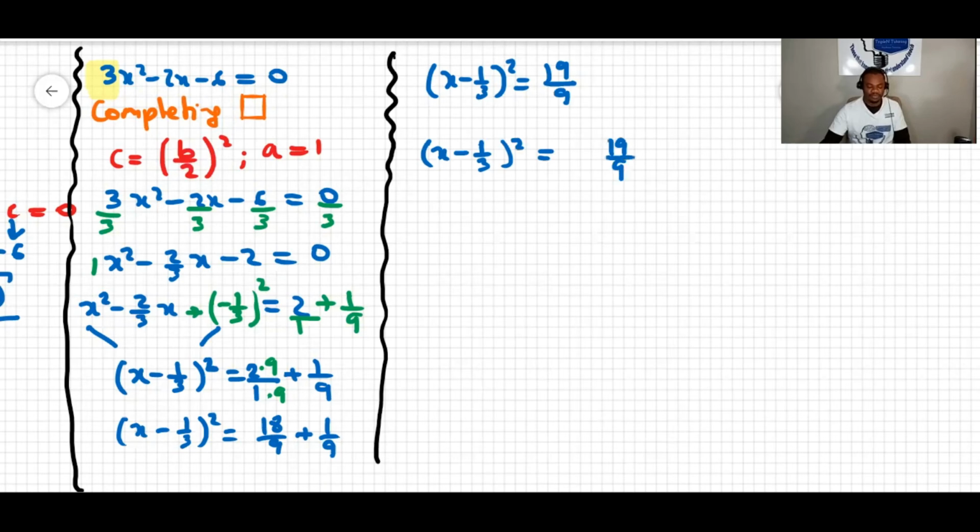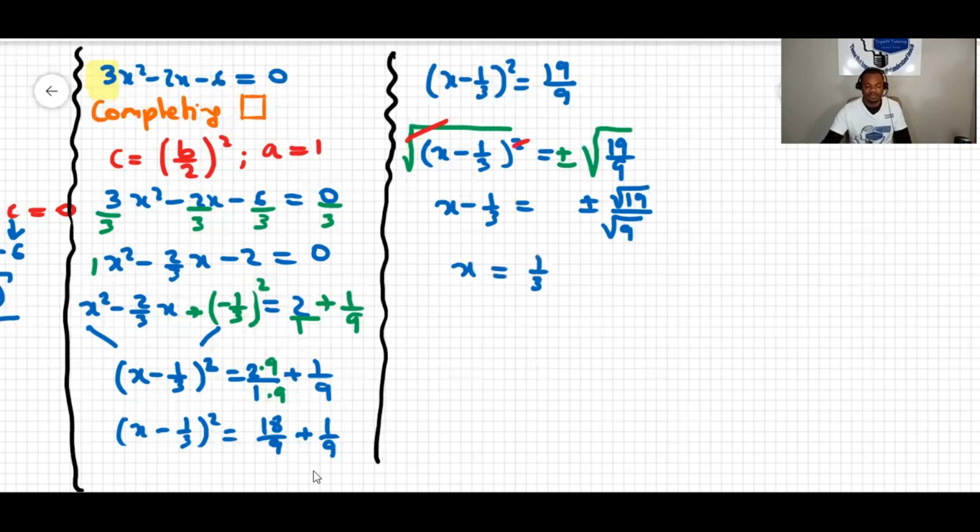19 over 9. So I will square root both sides. I'll square root over here and square root also over there. But remember, when we square root, we always put plus or minus because it generates two solutions within an equation. So the power of 2 cancels the square root. Now we are left with x minus 1 over 3 equal to plus minus root 19 over root 9. If you move the negative 1 over 3 over, that makes positive 1 over 3 plus minus root 19 over 3.